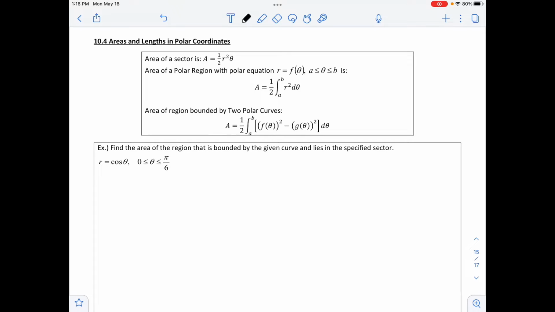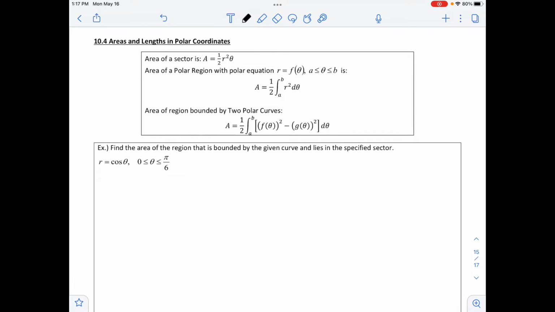We are in section 10.4, areas and lengths of polar coordinates. Area of a sector is A equals 1/2 r squared times theta, and the area of a polar region with polar equations r equals f of theta for theta between A and B is going to be A equals 1/2 times the integral from A to B of r squared d theta.